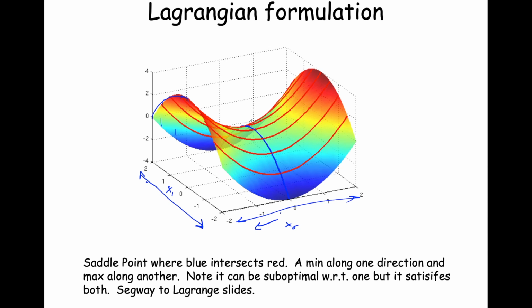Now, when you try to strike a happy medium, this point here, that's maximizing with respect to x1 while minimizing with respect to x2. You notice it's suboptimal with respect to each single variable, but it's trying to satisfy both of them. Now, that point is also what the Lagrangian is after. It's that equilibrium point, and that's what our Lagrangian optimization is giving us. It's giving us these saddle points.